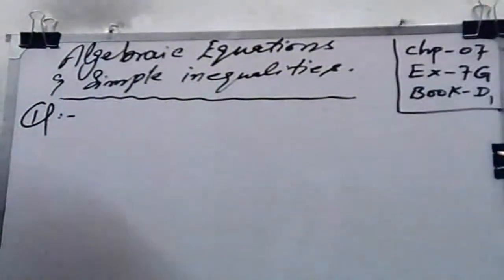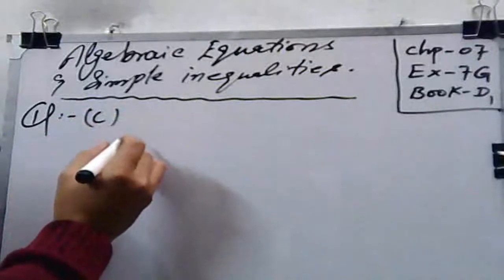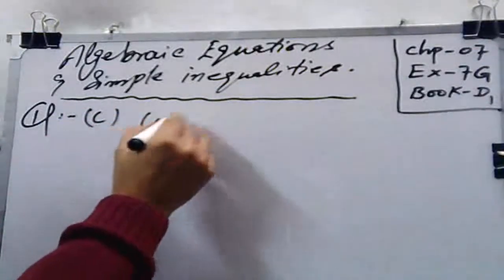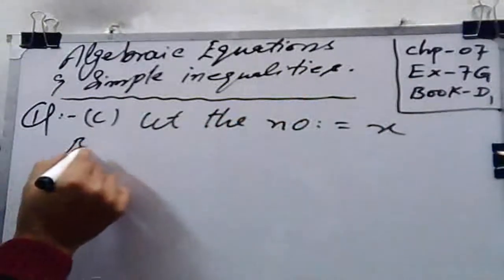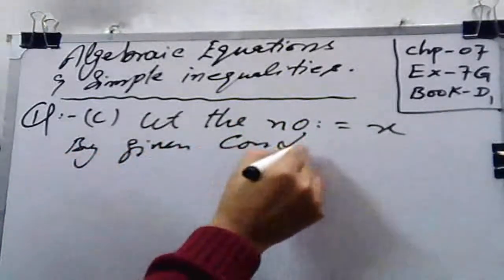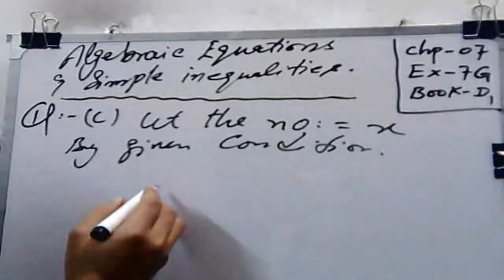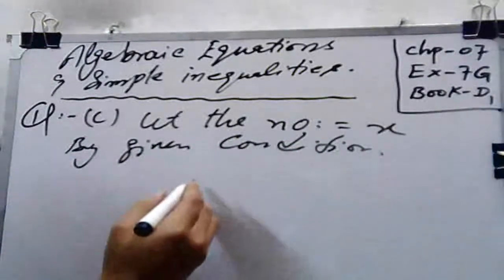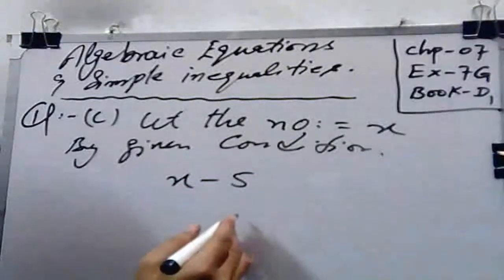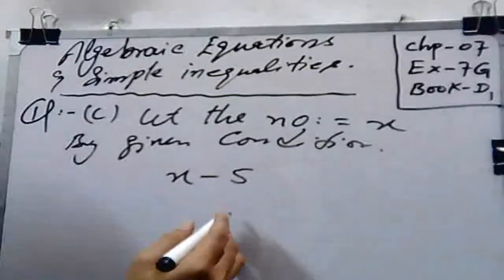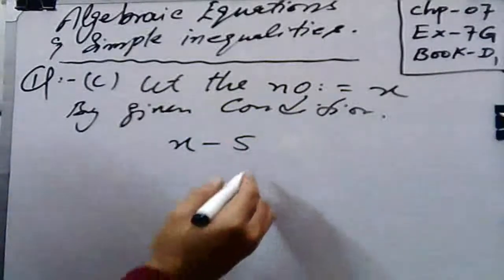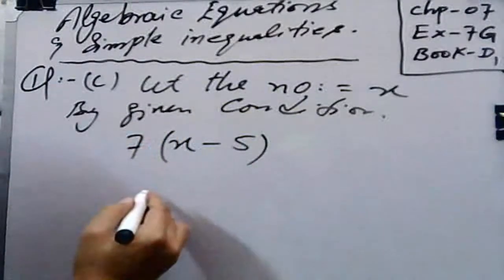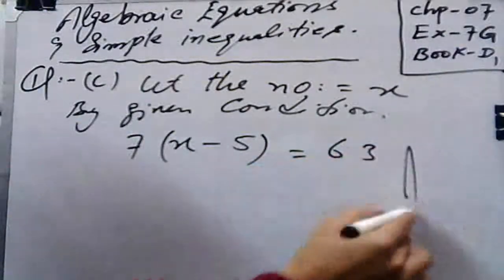Coming to the C part. When 5 is subtracted from a certain number, let the number be equal to x by the given condition. 5 is subtracted from a certain number, so it means 5 is subtracted and the result is multiplied by 7, and it is equal to 63. So that is your required result.